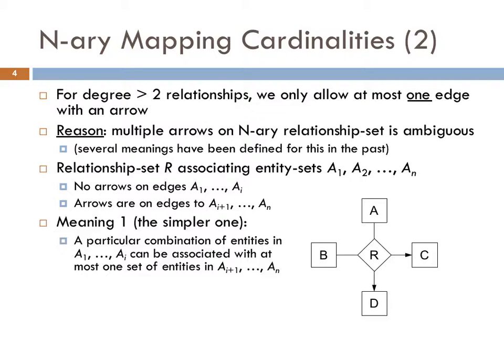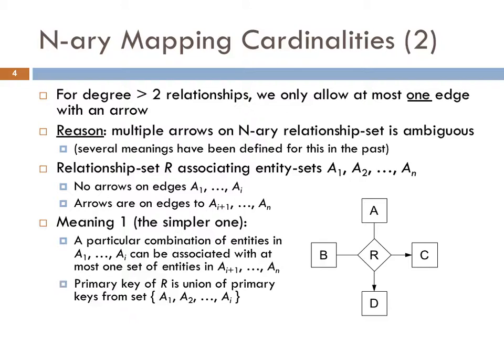Basically, we take the entities from the entity sets on the non-arrow side, and we say that a set of entities from those can map to at most one entity in the side with all the arrows. Okay, so a particular combination of entities in A1 through AI can be associated with at most one set of entities in AI plus 1 through AN. Using our simpler picture, what we're saying is like a combination of A and B can only map to one specific combination in C and D. That combination from A and B cannot map to another combination in C and D if we have these arrows. It's a constraint. We're constraining what we're allowing to be represented.